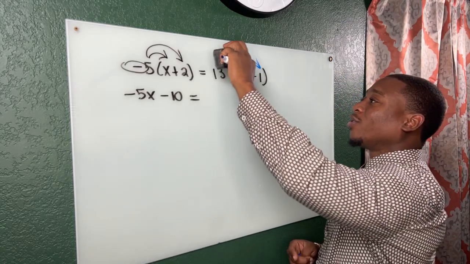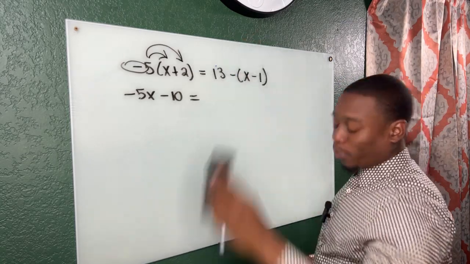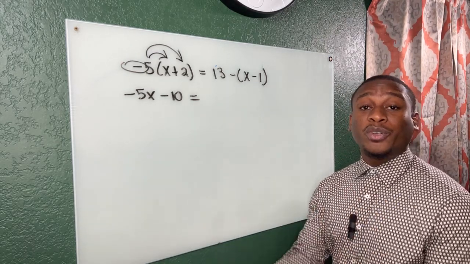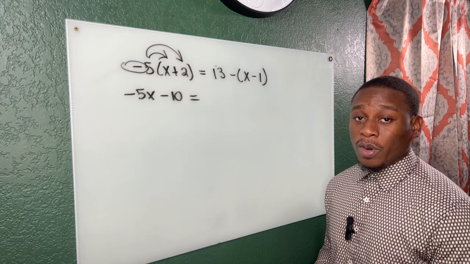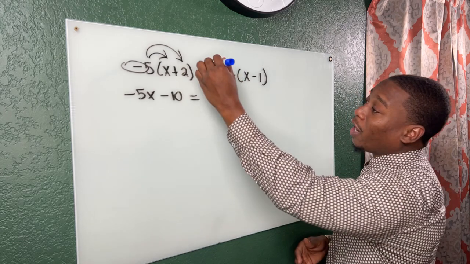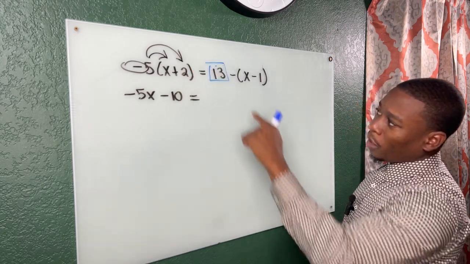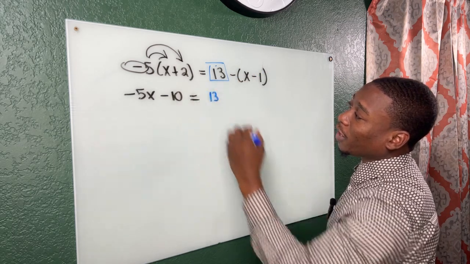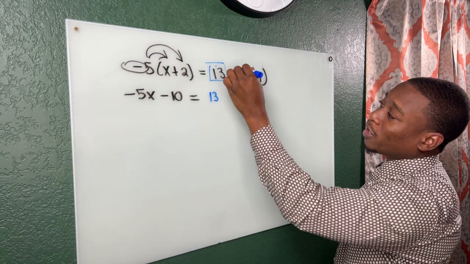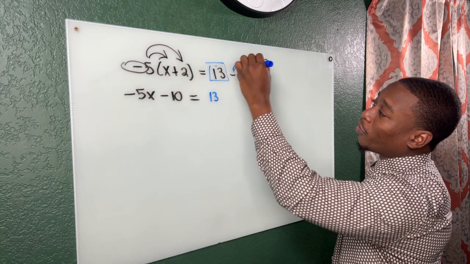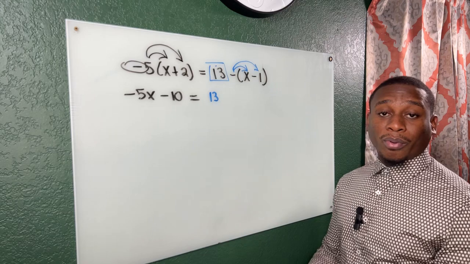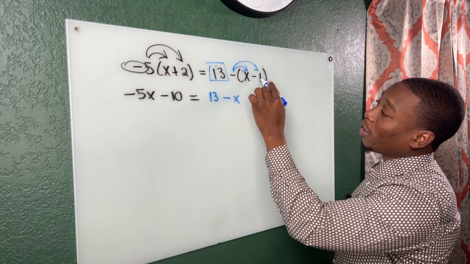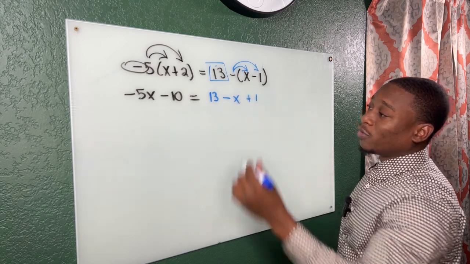What they like to do is give us the illusion, play a trick on us, and make us think we're going to distribute. And we are, but it's not going to be 13. It's going to be this negative sign. So what happens here is 13 stays the same, and this negative sign is basically going to change the signs of the terms inside of the parentheses. So now instead of positive x, we're going to have negative x, and instead of -1, we're going to have +1.